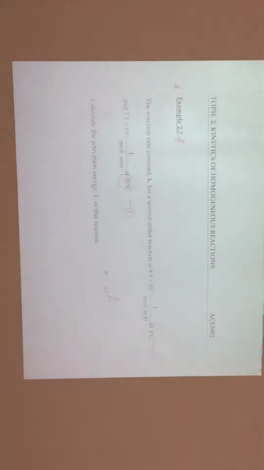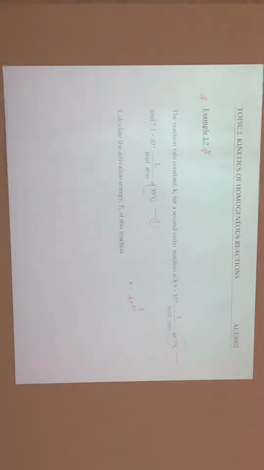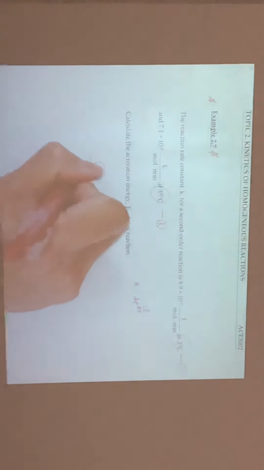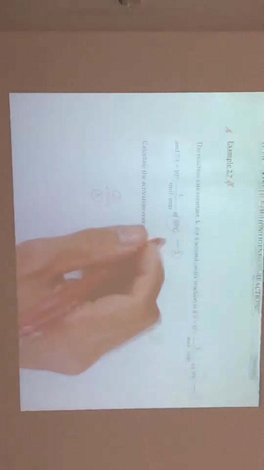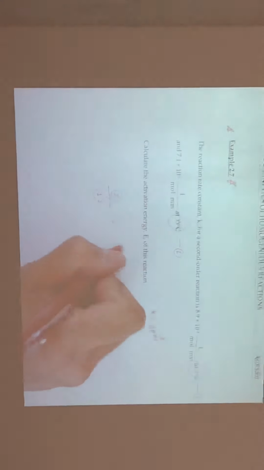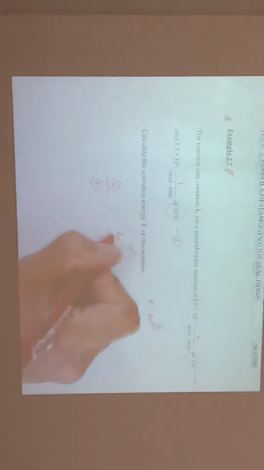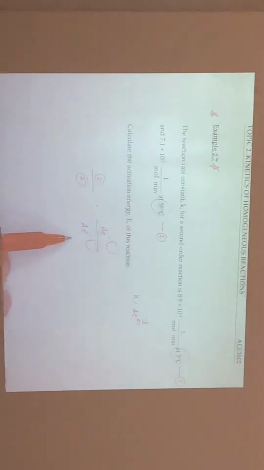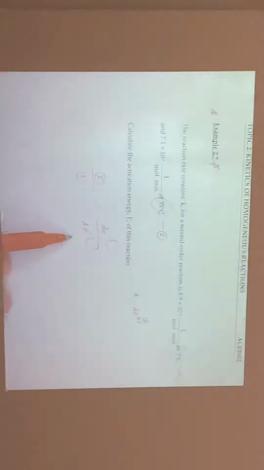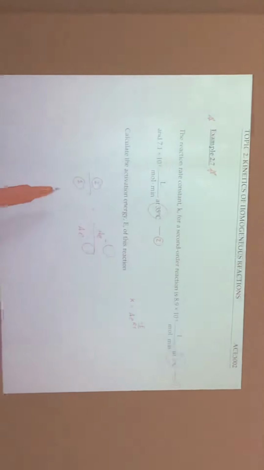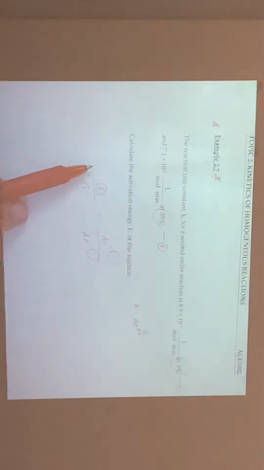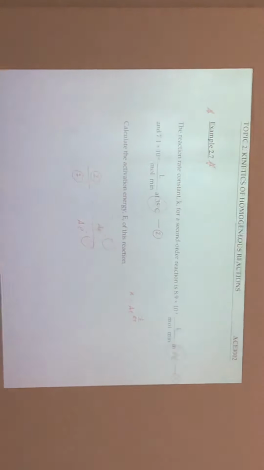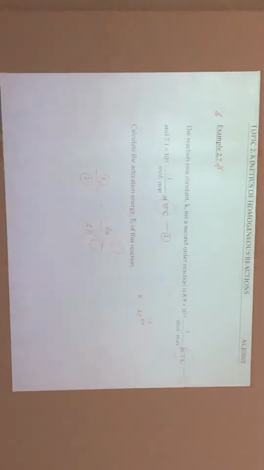This one I consolidate. After that, how? Equation 2 divided by equation 1. And you will have the activation energy like this. After that, you put ln, right? And then you can calculate the activation energy already. Can?